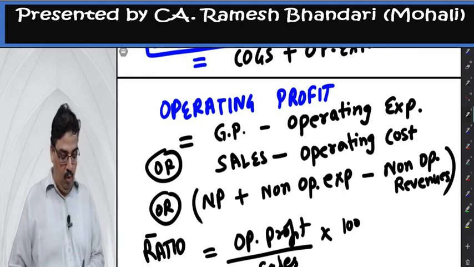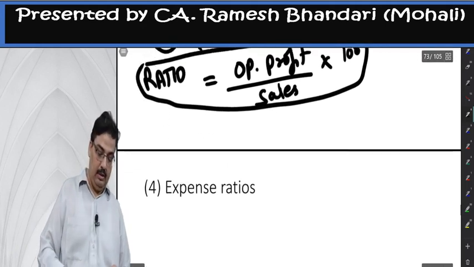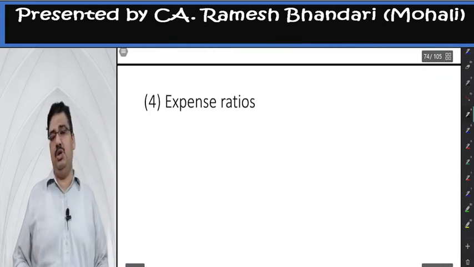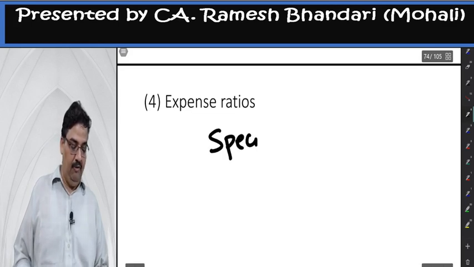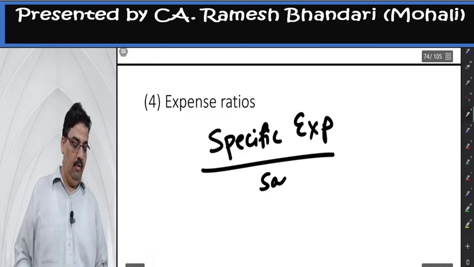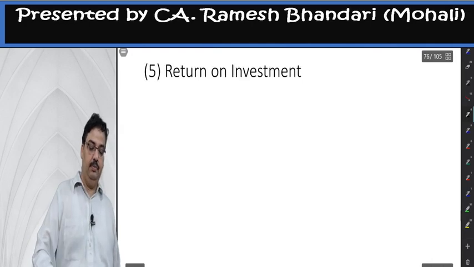So terms are more important than anything else. The formulas are quite simple. Formulas can be remembered. Expense ratio, they name an expense and call for its ratio. It is specific expense divided by sales into 100.